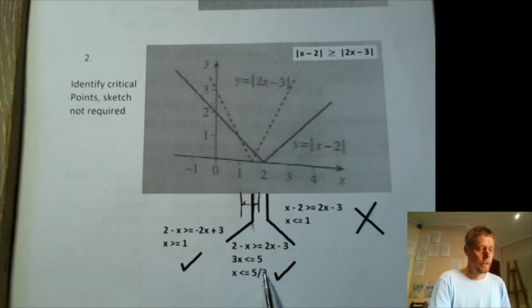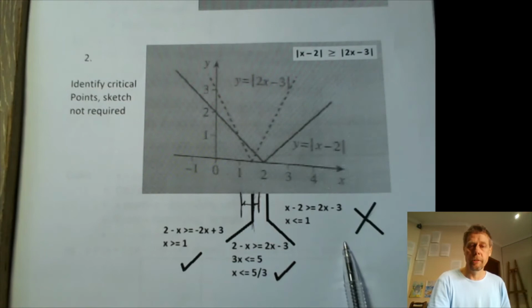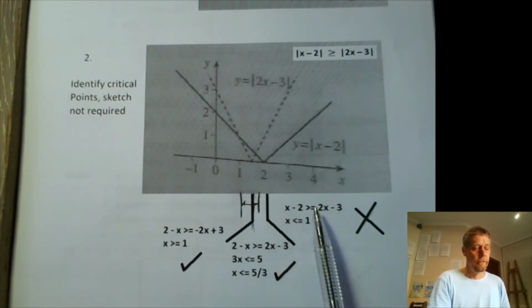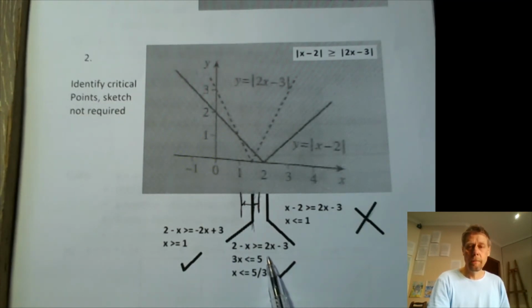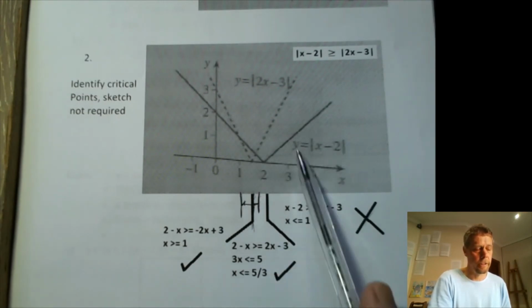So in these two zones we were able to get some joy, but in this one we had to disregard any answers. It's just so important to remember that the functions are different for each of the zones, but the functions only apply within their zone. So always bear that in mind. And there's no need to plot the graph.